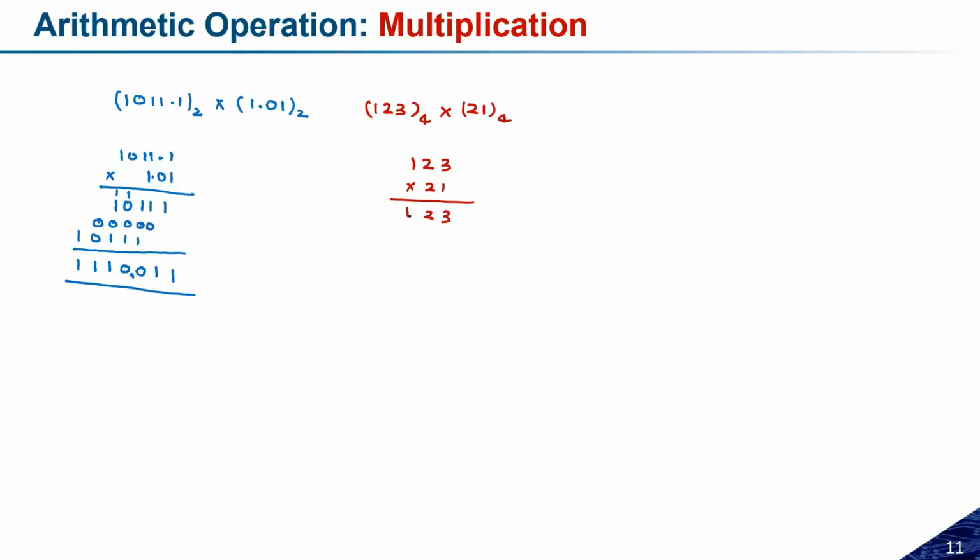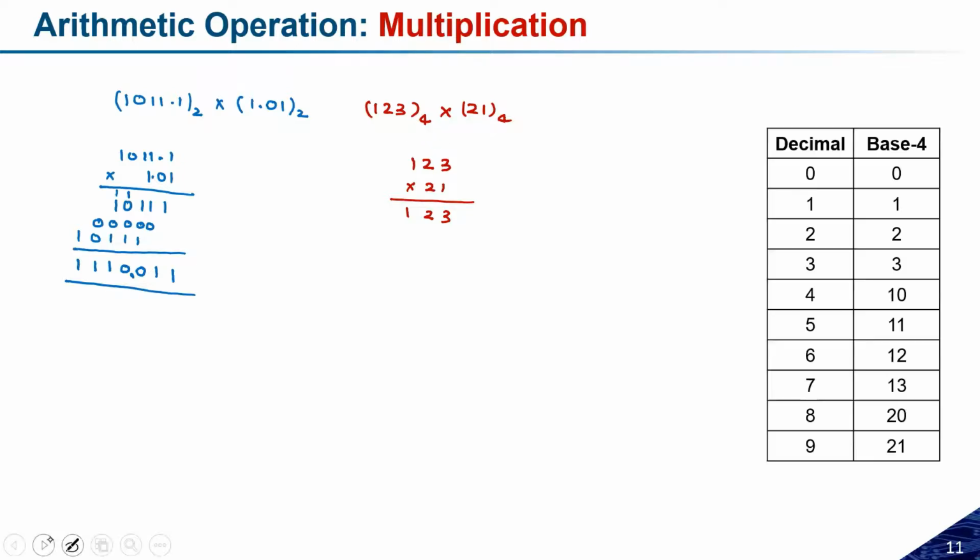But if we try to multiply this 2 with the 3, then it comes to 6. But 6 is invalid in the base 4 number system. So what can we do?